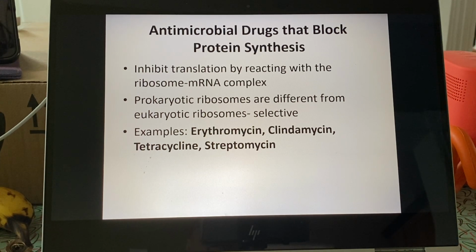Okay, then we have these drugs, and yes, you should know these. So erythromycin, clindamycin, tetracycline, streptomycin. What these do is they go in and they somehow interact either with the messenger RNA or the ribosome. This is why I went over DNA and went through those different processes, because I wanted you to understand how these drugs work.